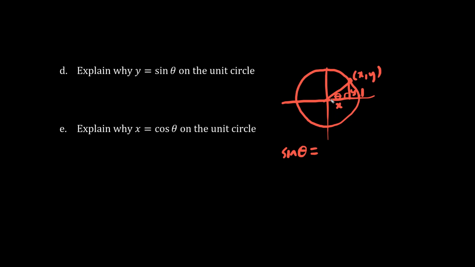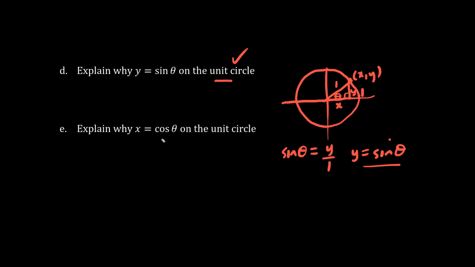Sine, using SOHCAHTOA, is opposite over hypotenuse, and the hypotenuse happens to be 1, the radius. So sine is opposite over hypotenuse, and anything divided by 1 is just itself. So y equals sine theta. From SOHCAHTOA, it's good to memorize that y is sine theta on the unit circle.